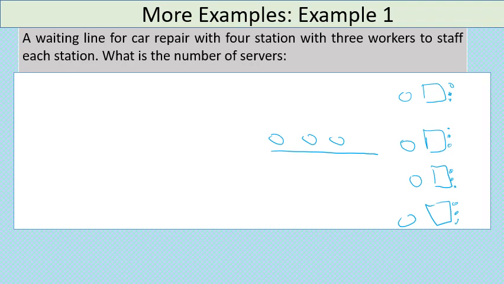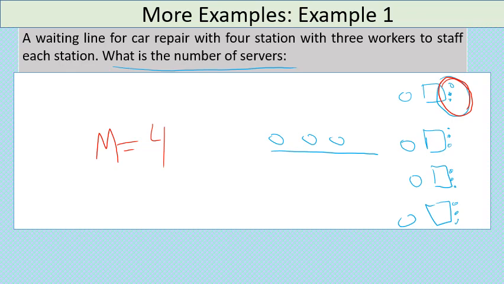Now, this could be a trick question because some of you might think, well, what is the number of servers? You would think it's all the employees. So you multiply 3 by 4 and that's 12, but that's a mistake because these employees here are working at one station. So they're basically one server. Yes, there's 3 of them, but they're serving the same car, which means they're one server. So M, which is the number of servers in this case, is 4, and it is not 12.